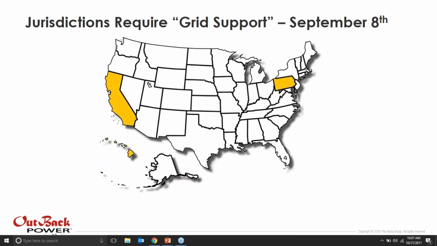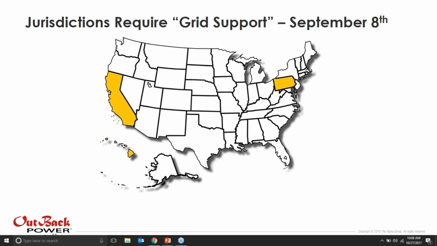Okay, all right, so California and Hawaii are the two states solidly requiring grid support functions. East and Central Pennsylvania, so PPL Electric Utilities, has also implemented the requirements of grid support. And I think they're planning on following the California Rule 21 requirement settings, but I'm not quite sure.